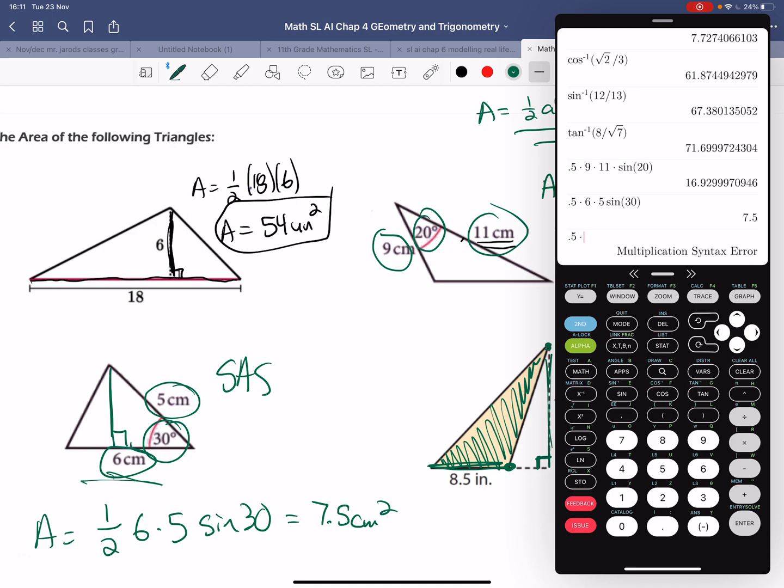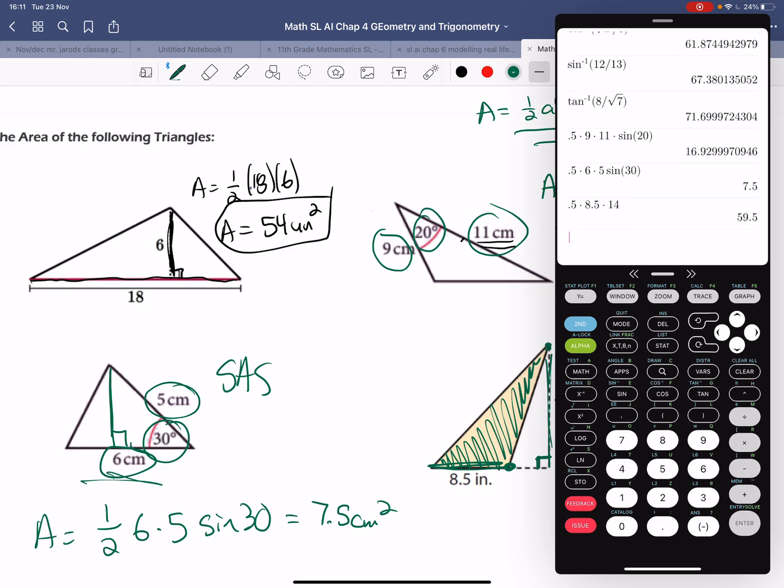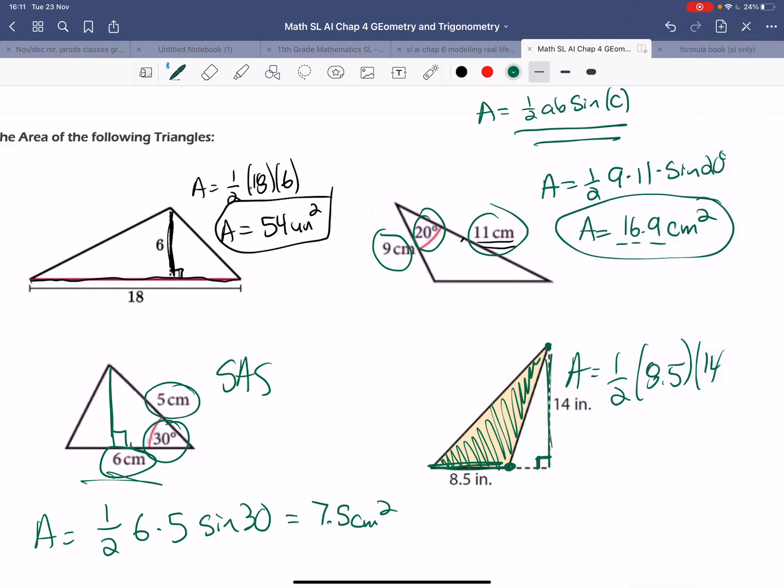0.5 times 8.5 times 14 gives us 59.5. 59.5 inches squared. We're done.